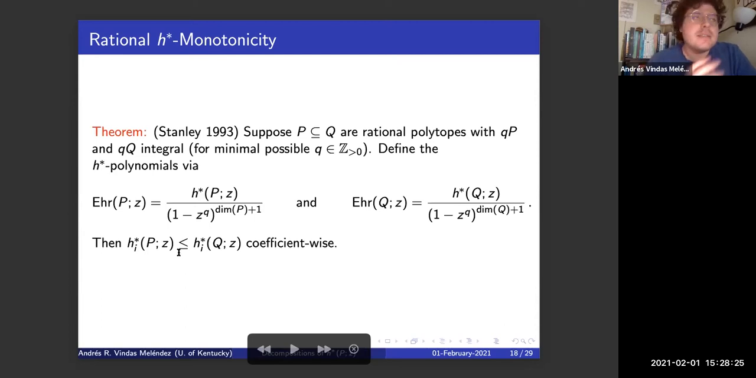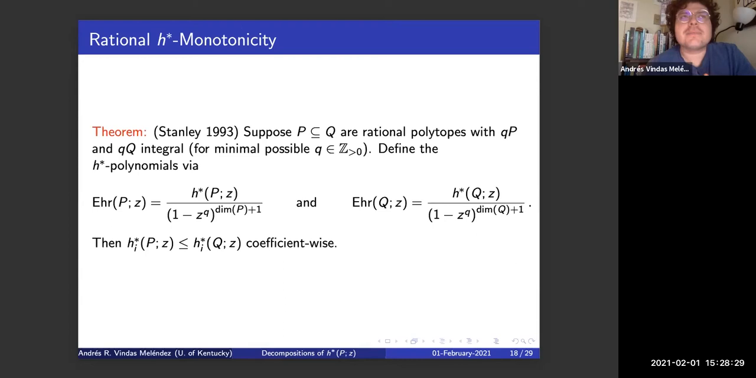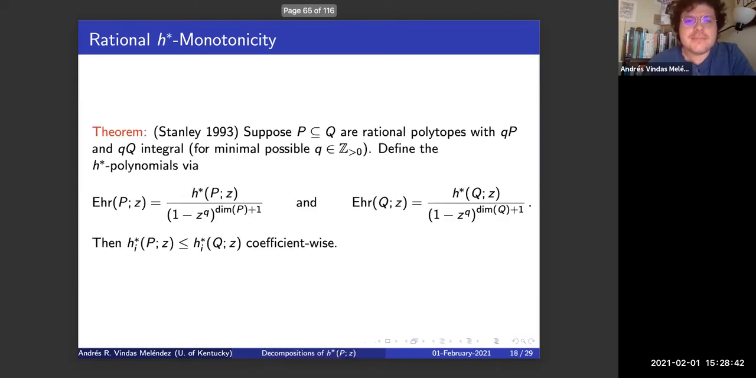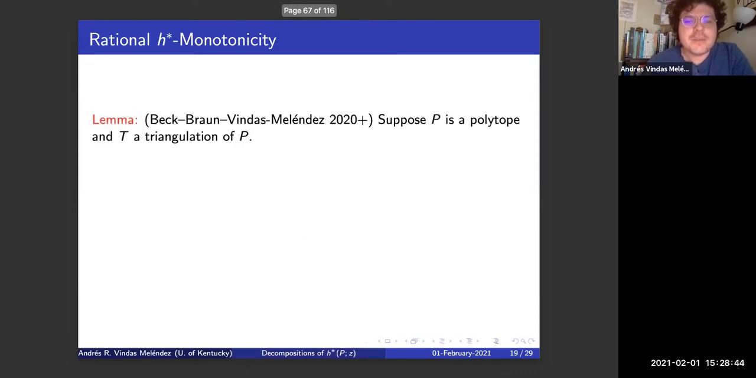And I have to say that Stanley's result, or proof, was very algebraic, okay? And so we do rely on some sort of underlying algebra, but we try to avoid that, okay? But let me first present the lemma that we need.